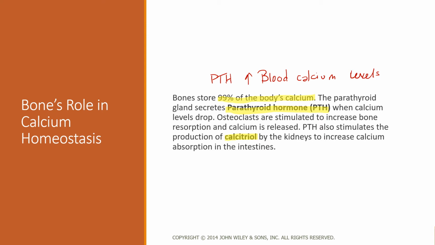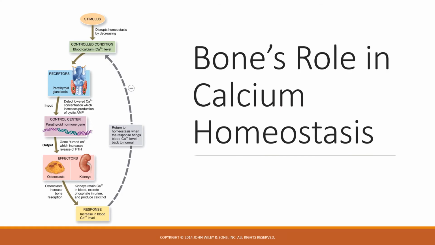Calcitriol works to increase calcium absorption in the intestines, and remember, this is calcium coming from the food that you ingest. So the more calcitriol that you have running through your blood, the more calcium is going to be absorbed from the food that you eat. Release of calcium from the bone matrix and retention of calcium by the kidneys are two main ways that blood calcium levels can be increased.